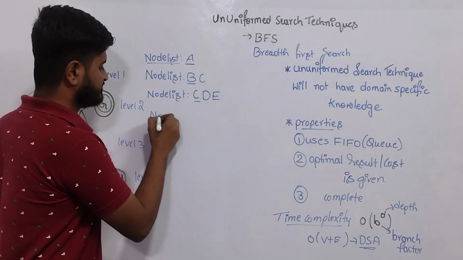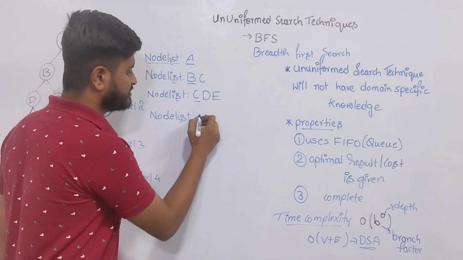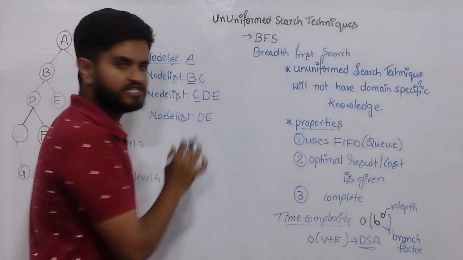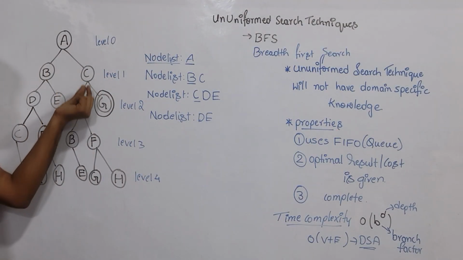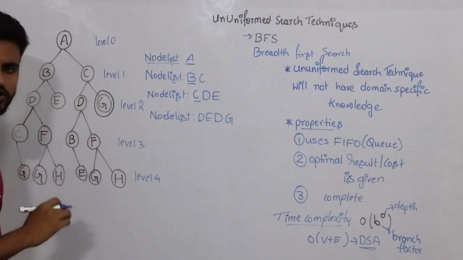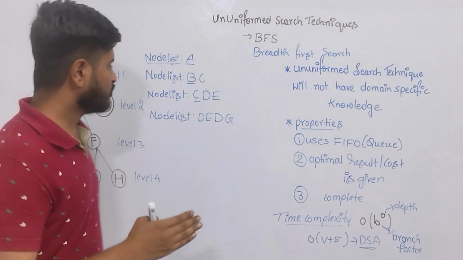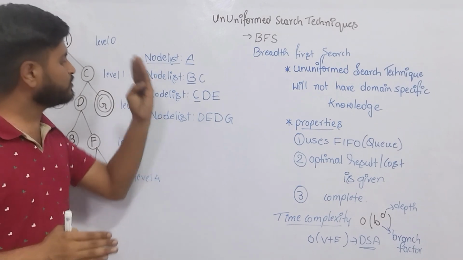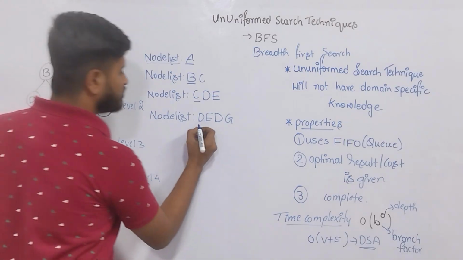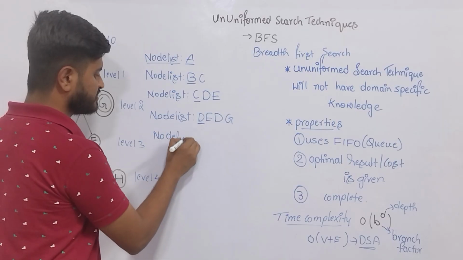I will be expanding C so that I will be updating my node list. First I will write the leftover nodes in the queue, then I will write the branching of C. If you see, C is having two children, that is D and G. G is my goal state to which I want to move. So when I encounter G and pop it out from the node list or the queue, the problem will be ended. Now I will be expanding D, so I must update the node list.